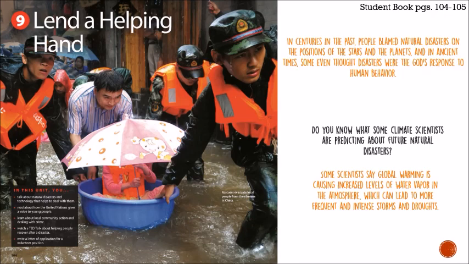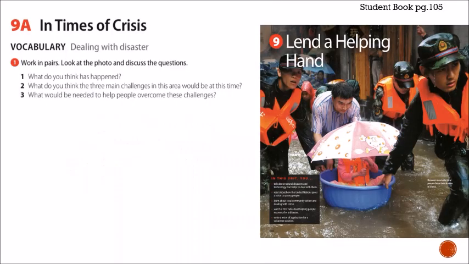Now, today, guys, we're going to be talking about vocabulary. So in exercise number 1, it says to work in pairs and look at the photo and discuss the questions. So what do you think has happened? Of course, as the legend says, rescuers are evacuating people from their homes in China, right? So probably there was a hurricane, probably a tsunami, a typhoon. There can be different things going on, right?